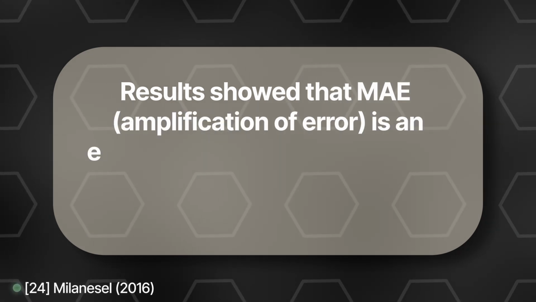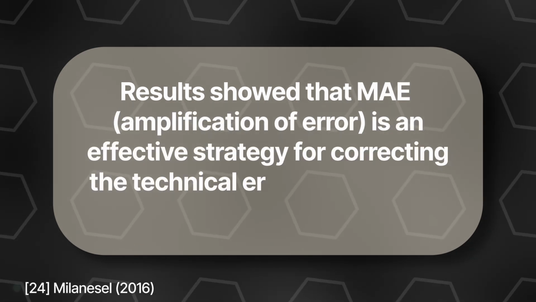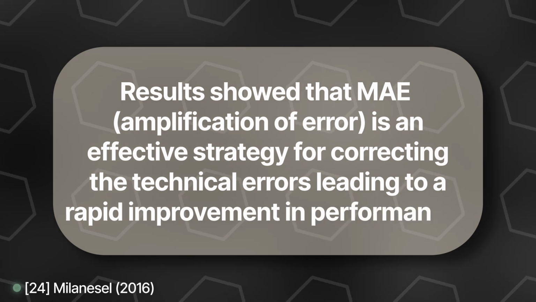In this golf study, one group were told the right way, one group were told the wrong way, and then the other group were told to do their own thing as a control group. The group told the wrong way improved, and the other groups didn't. Results showed that MAE, amplification of error, is an effective strategy for correcting the technical errors, leading to a rapid improvement in performance.